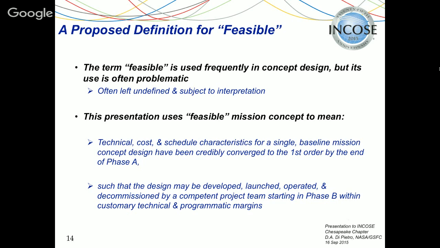The term feasible is used frequently in the concept design phase, but its use is often problematic because it's often not defined and it's left subject to interpretation. In this presentation, I'll use feasible to mean the following: technical, cost, and schedule characteristics for a single baseline mission concept design have been credibly converged to the first order by the end of phase A, such that the design may be developed, launched, operated, and decommissioned by a competent project team starting in phase B within customary technical and programmatic margins.